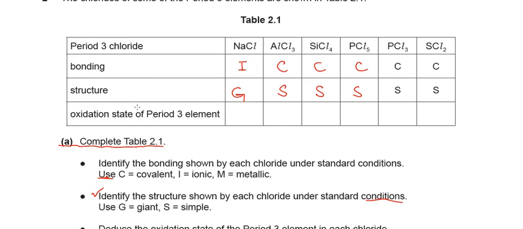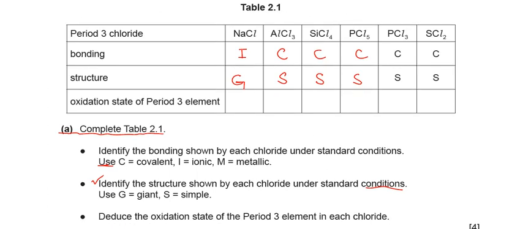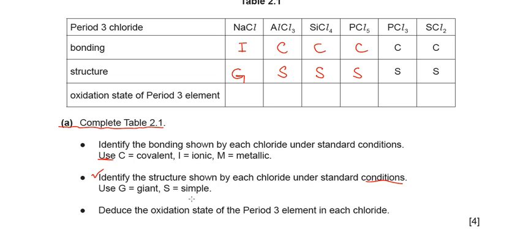Then oxidation state. Oxidation state is the involvement of electrons by any atom in the specific compound. So in this compound, sodium is involving only one electron. But sorry, I have to read the instructions, otherwise I might do it incorrectly. The advice of the examiner is to deduce the oxidation state of the period 3 element in each chloride. So yes, we are right and we are doing the same. In sodium chloride, sodium is involving its one electron, so you can either write +1 or only 1.